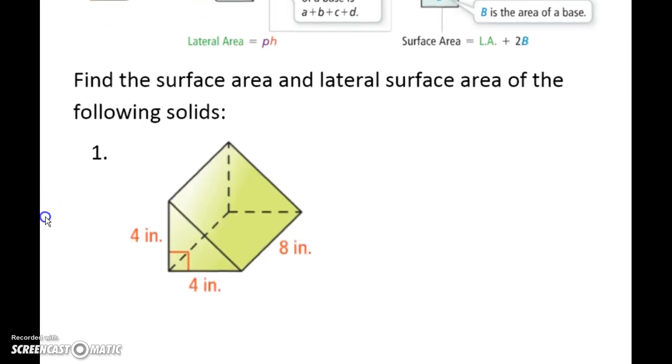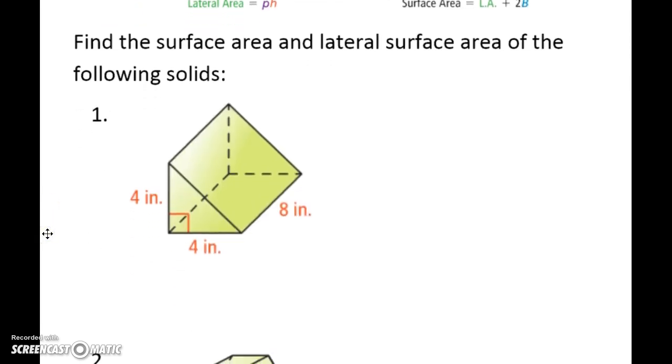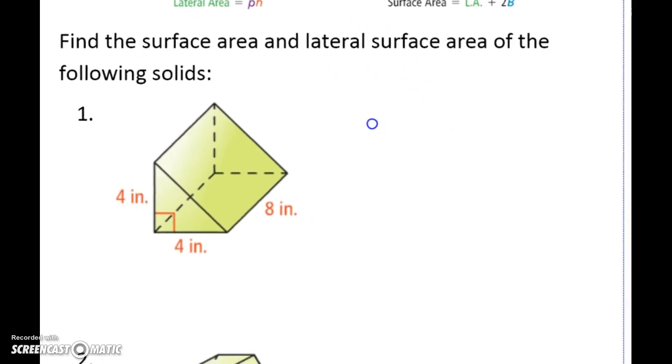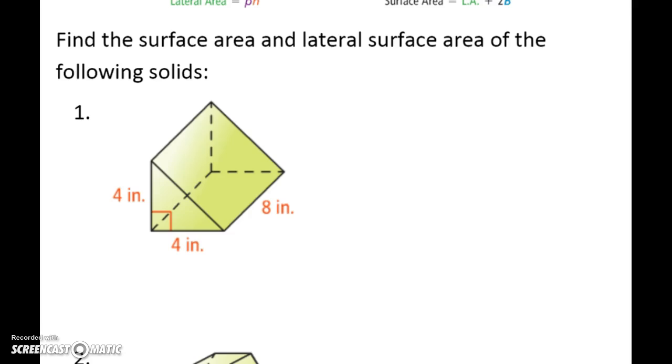So let's do some examples. Remember, I want to find the surface area and the lateral area. I'm pretty much always going to start with the lateral area because I need it to find the surface area. And so your lateral area is equal to the perimeter times the height.